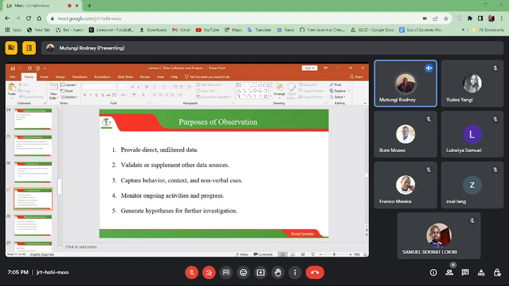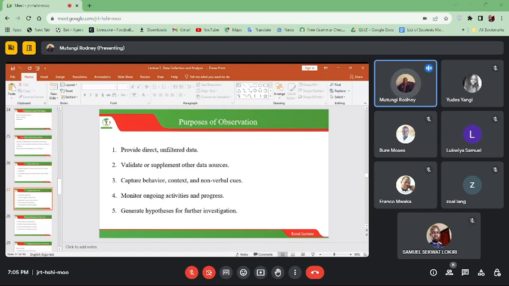And then this will help us to use other data collection methods and analysis for us to test these hypotheses, whether they are true or not. Is there really stunting or is it not there? So observation is a very critical method in terms of generating hypotheses and for further investigation.